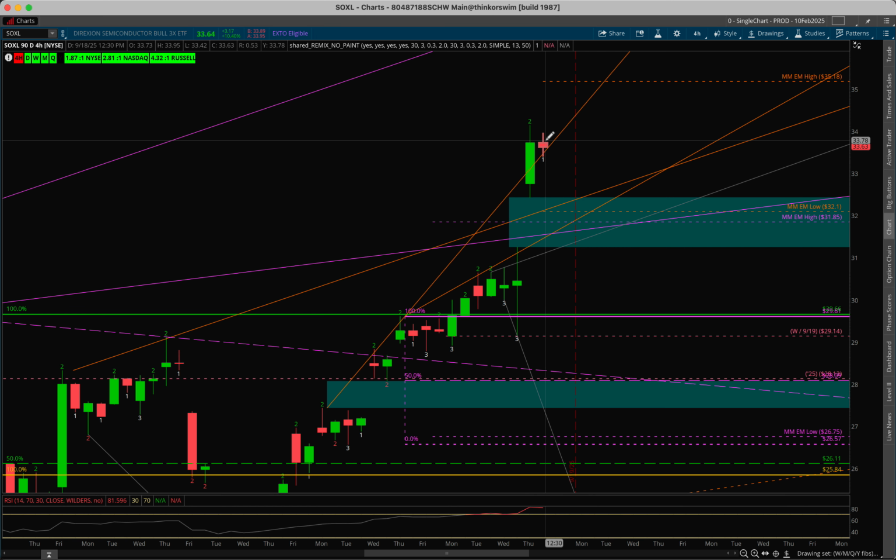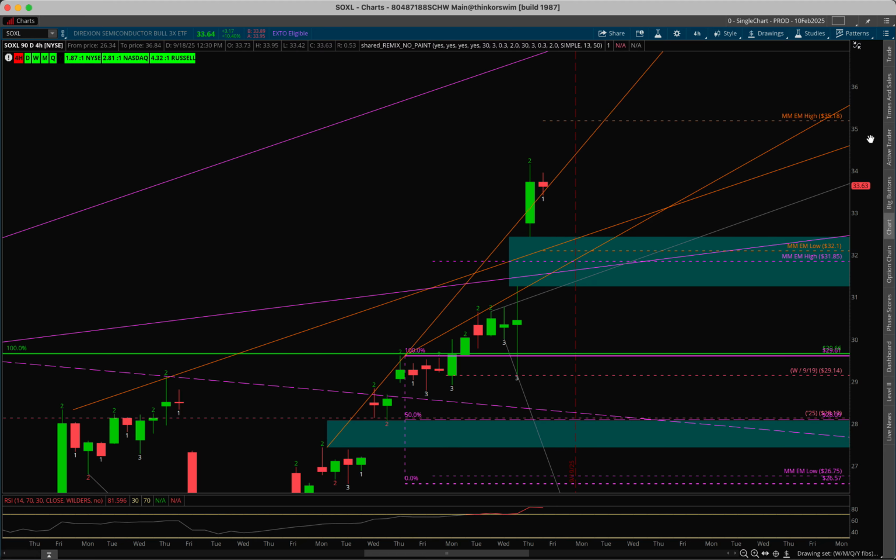Now, again, that's not a lot of magnitude. So you would enter at 33.95, exiting at 34.14. Then you might maybe want to leave some runners and look for at least the market maker's expected move high of that, 35.18.